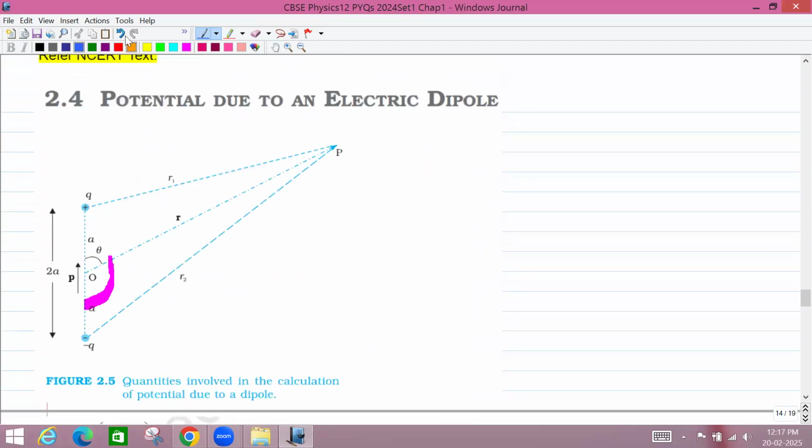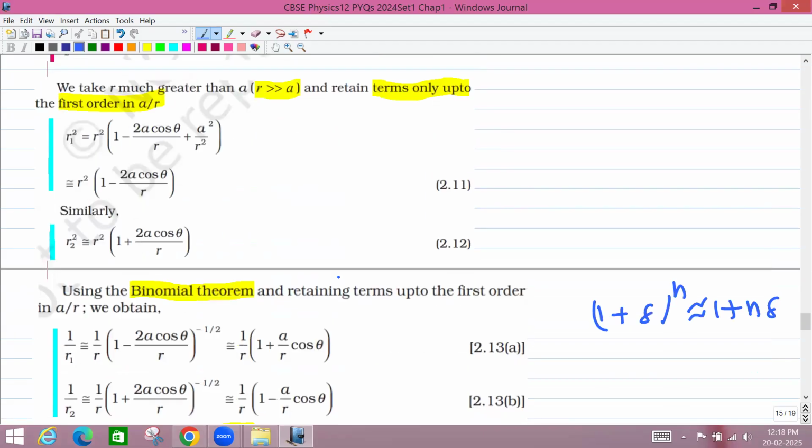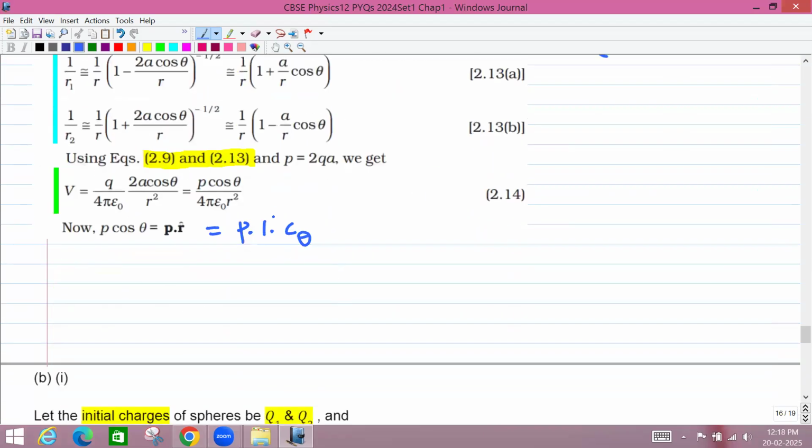This is for a general point at a distance R, but suppose the point is on the x-axis. This is the x-axis. So if we take the point P here, this distance is R, which is the same as X, because the point is on the x-axis. So in this form, if we put R as X, we will get this result.